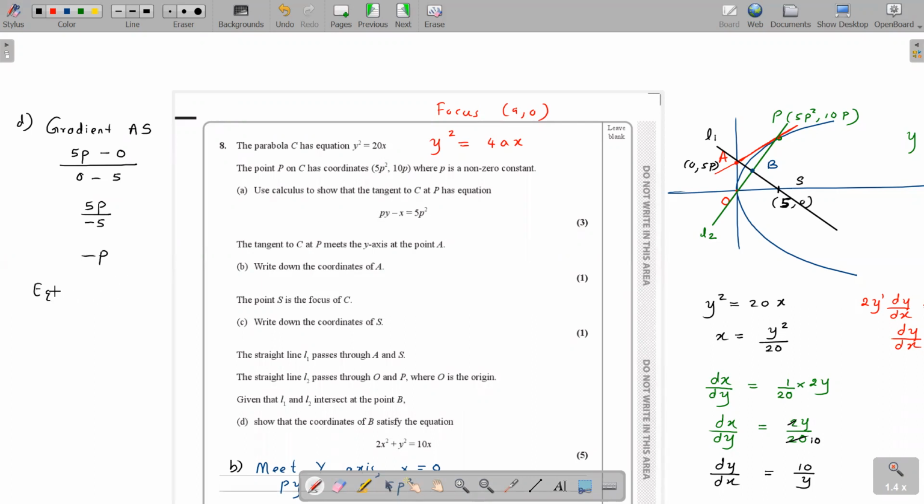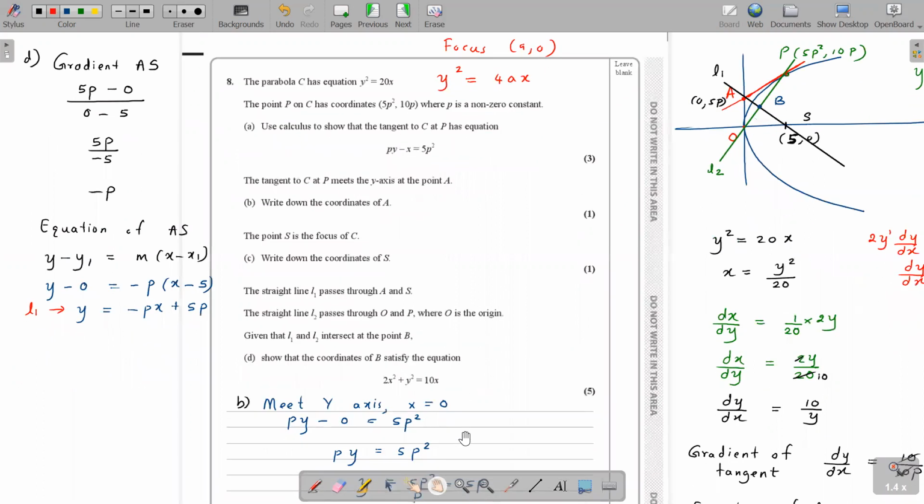Now get the equation of AS. y minus y1 equals gradient times (x minus x1). So for x and y, you could use either (0, 5p) or you could use (5, 0). Shall I use (5, 0) for x1, y1? y minus 0, gradient is minus p, times (x minus 5). Are you with me? So I get here y equals minus px, minus p into minus 5 is plus 5p. y equals minus px plus 5p. This is the equation of line 1. This is line 1 equation.